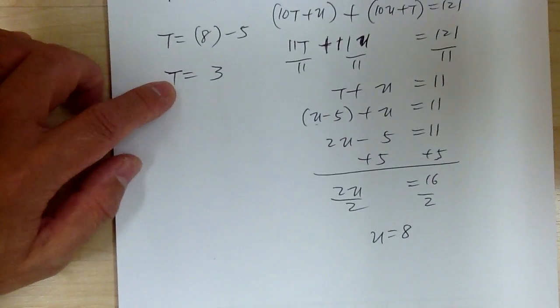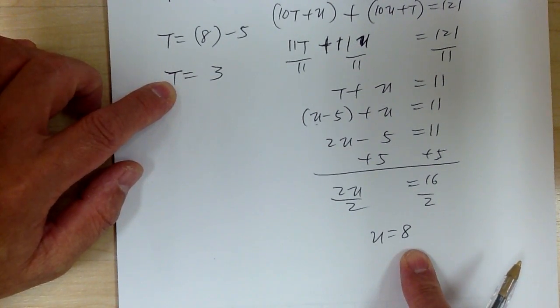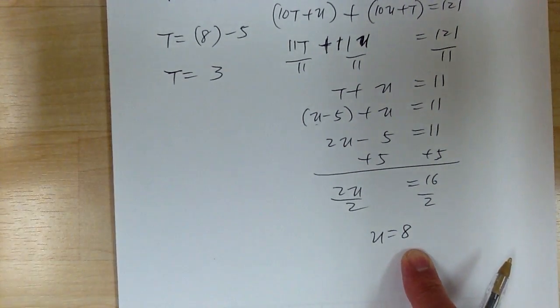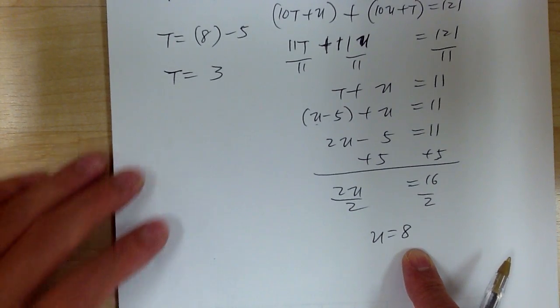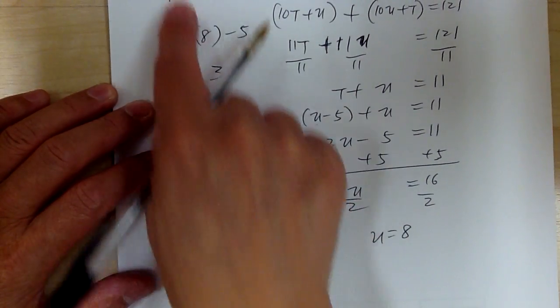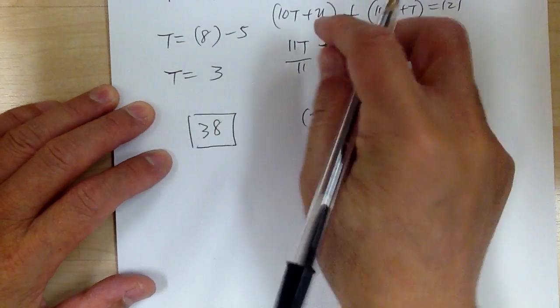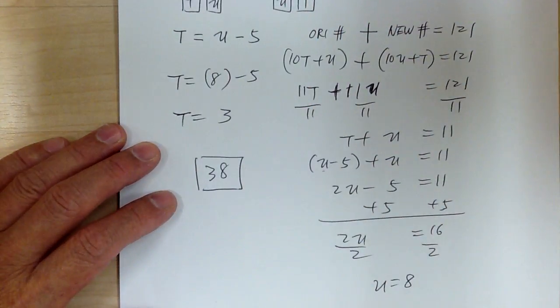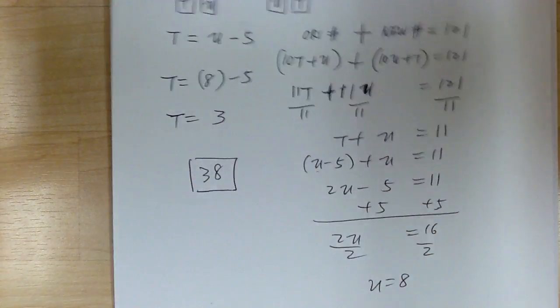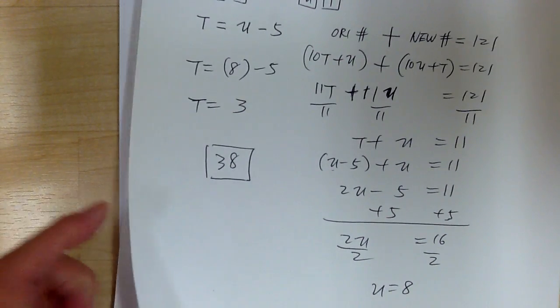So once you find t equal to 3, u equal to 8, for your original number, you have to be careful, make sure you answer the question. It asks for the original number, so the original number would be tu, so it would be 38. Now if it asks for the new number, then the answer would be 83. Okay, so just be careful, make sure you answer the question. Okay, let's go to number 5.